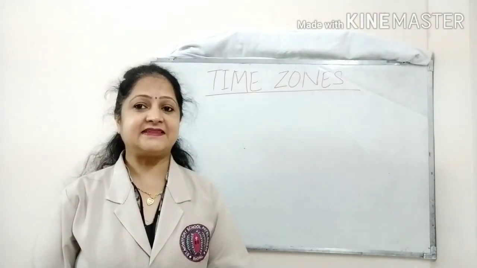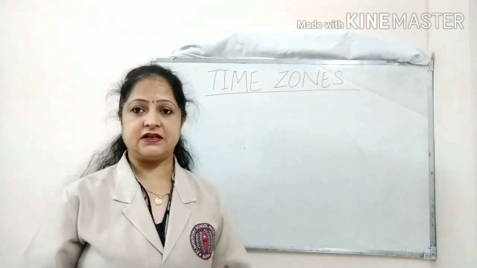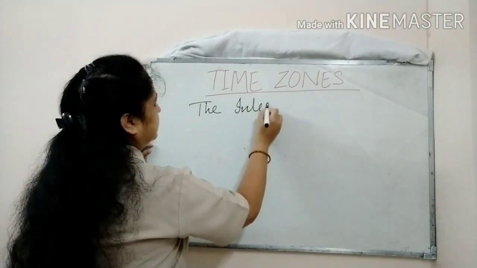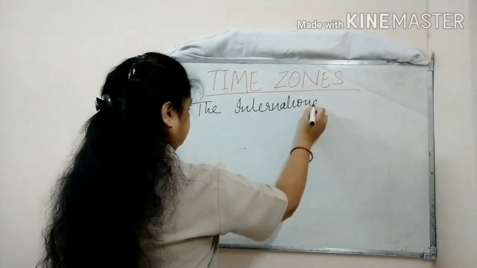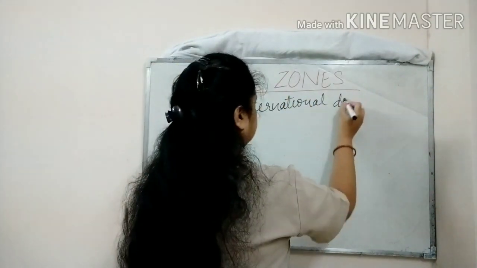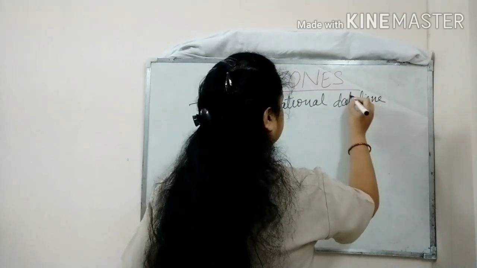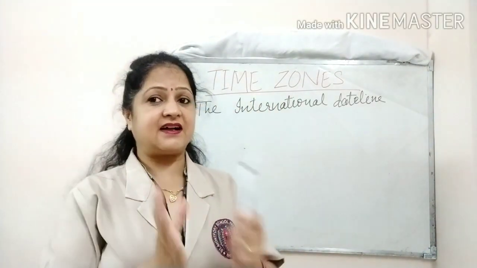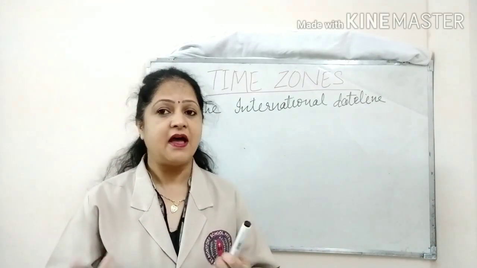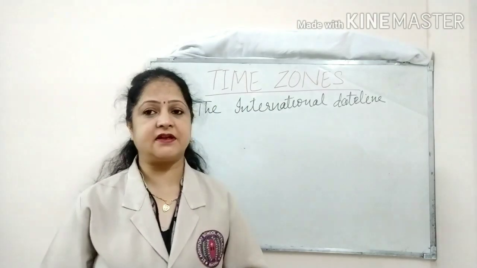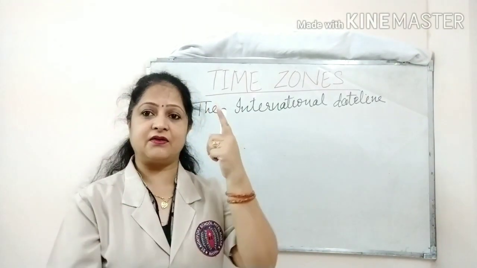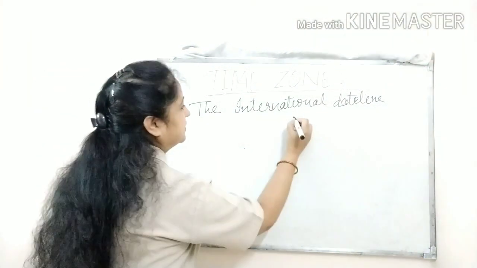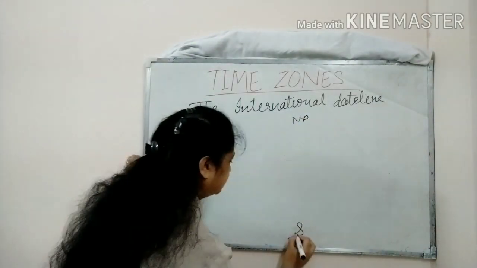Okay, so the next important topic is about the international date line. So this international date line, just like the other lines, is also an imaginary and arbitrary line that runs on the globe. And like the other meridians, this line also runs from the North Pole to the South Pole.